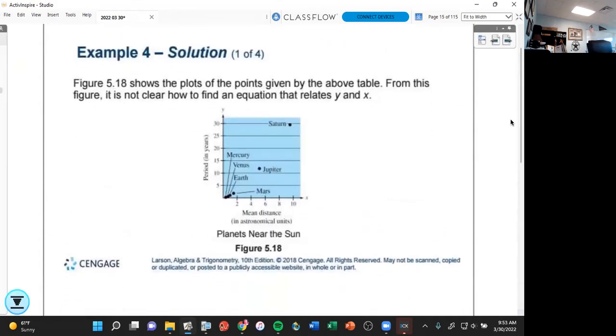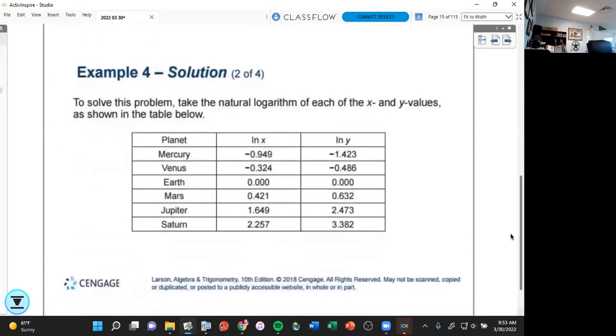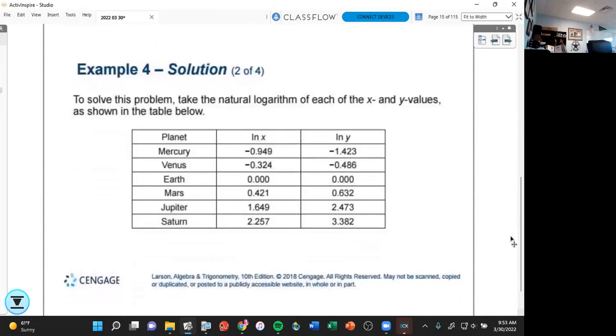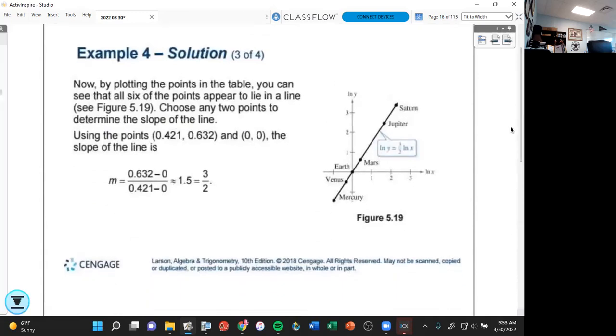Here is what a small picture of the original data looked like. This was not a line. Here is the data after we took the natural log of all the x's and the y's, and that's what we have in our L3 and L4, right? Okay. Plotting those points, we got this line. The slope, that was A. What was the slope on your calculator? 1.49. That's approximately 1.5, which is 3/2, right?